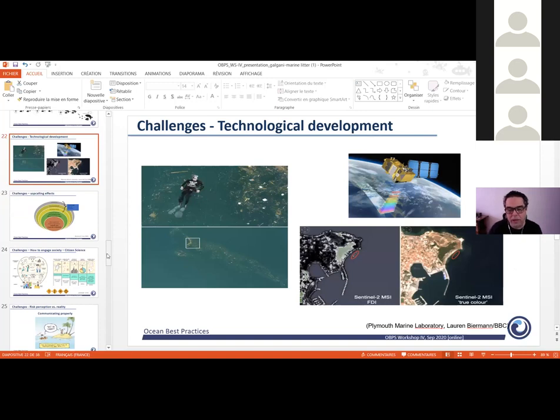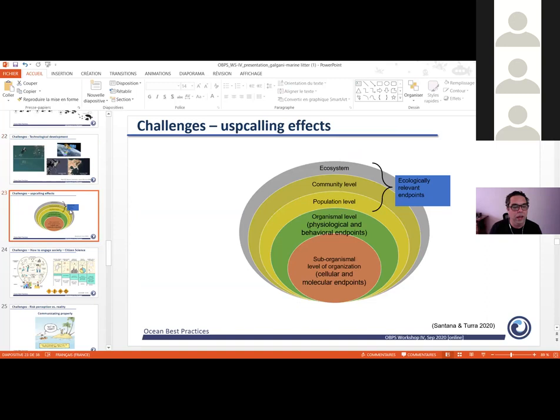Next one is related to what was already said, the technological development that's needed. So we may use satellites to look at microplastics in the future, hopefully, not only big litter items in the sea. Next one brings us the need to upscale the effects of marine litter, so that we may have indicators of higher levels of organization, like ecosystems, communities, or populations, so that we move from information from the individual, stress proteins or other markers, to the ecosystem level.